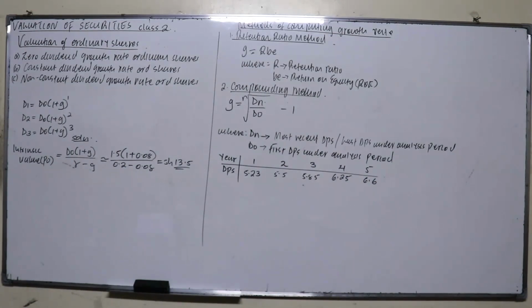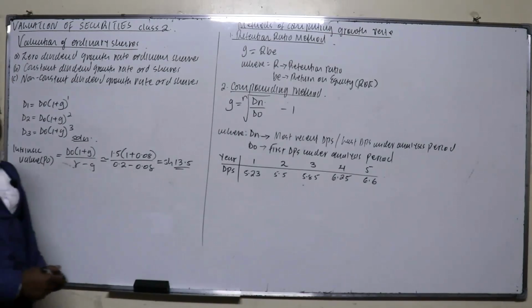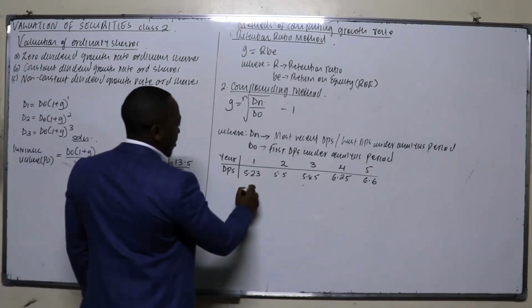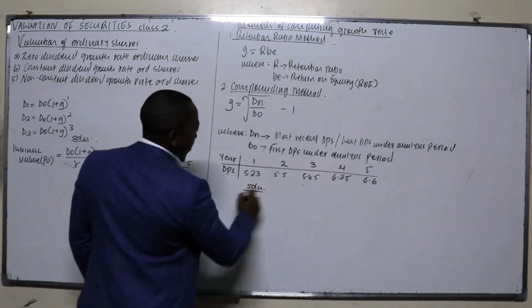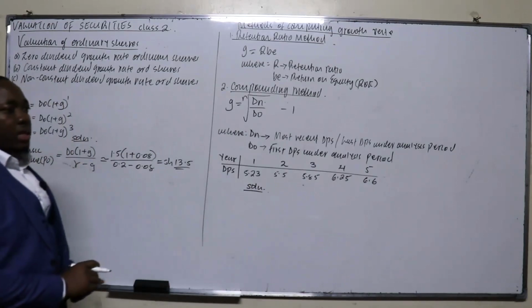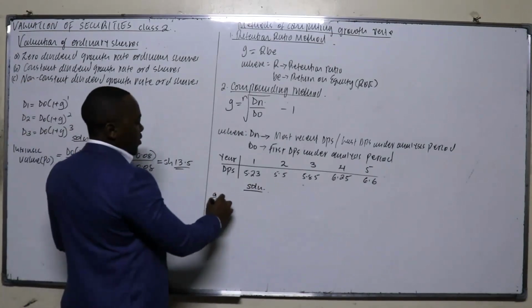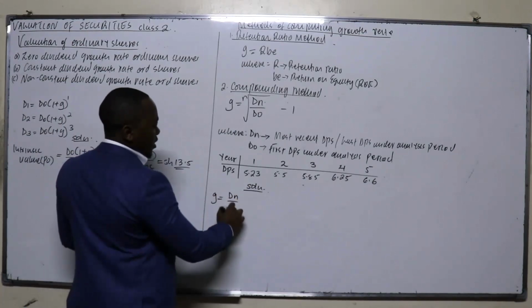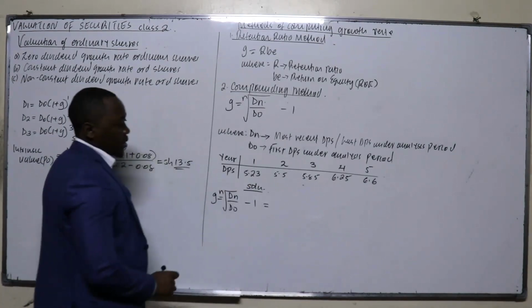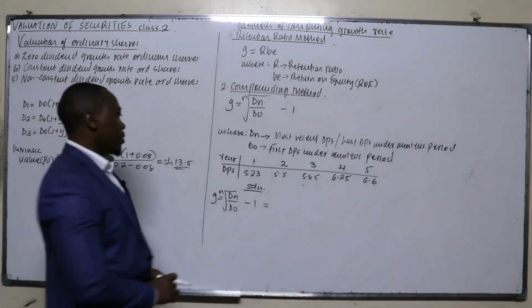Determine the growth rate. Whenever you're given information about the dividend trend, use the compounding method, where the growth rate is Dn over D0, n root, minus 1. So this is what you do.